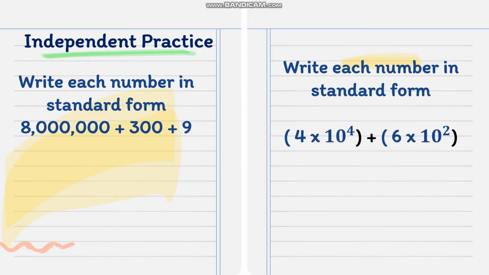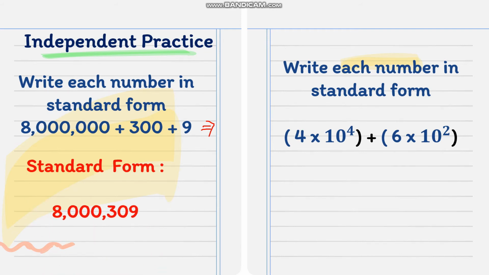Now it's your turn. Write each number in standard form. To get the answer in standard form, you just simply add 8 million plus 300 plus 9. So the answer is 8,000,309.